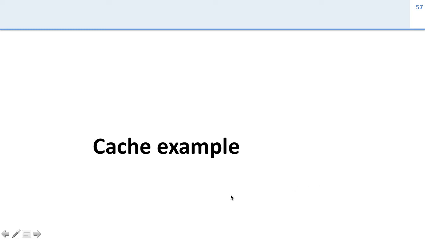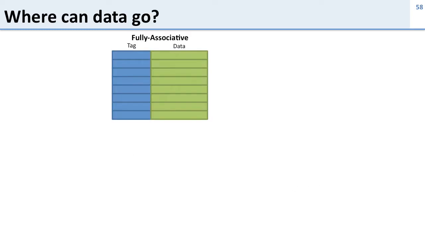So now let's go through some examples of how you use a cache. We're going to take a look at where data can go in a cache, and we're going to start out with a fully associative cache. So here's our fully associative cache. We've got tags and we've got data.